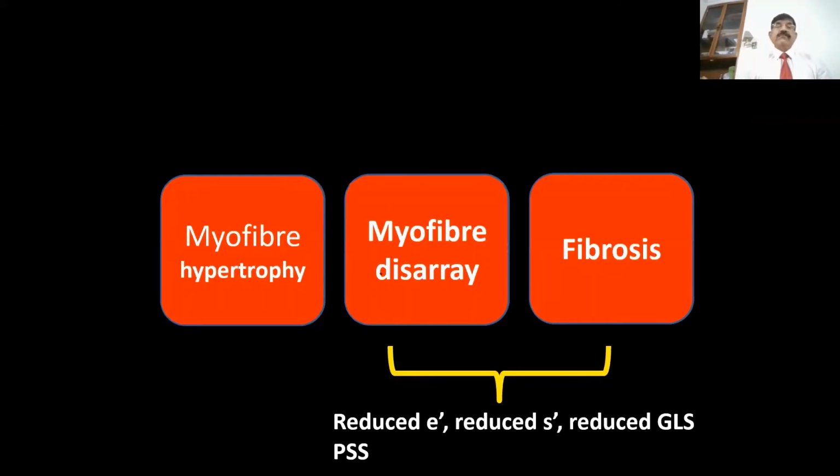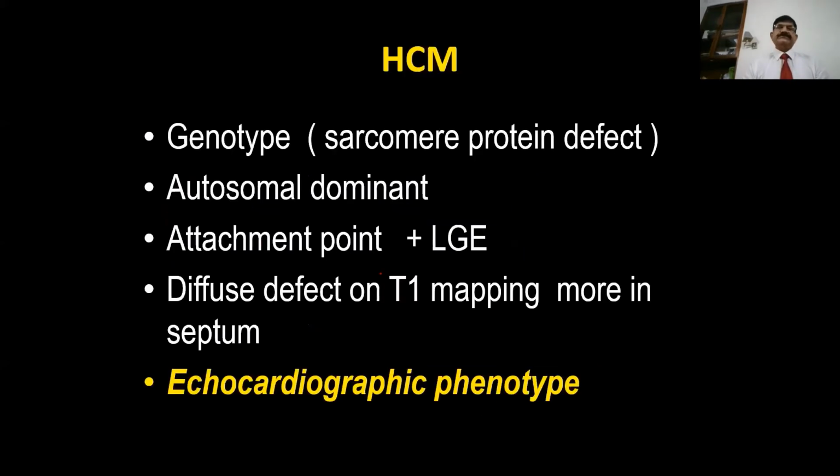So you have myofiber hypertrophy, which is common to hypertension as well as hypertrophic cardiomyopathy, while myofiber disarray and fibrosis are much more marked in hypertrophic cardiomyopathy. And because of that reason, people have used E prime, S prime, and GLS to differentiate hypertensive heart disease from hypertrophic cardiomyopathy with reasonable sensitivity and specificity.